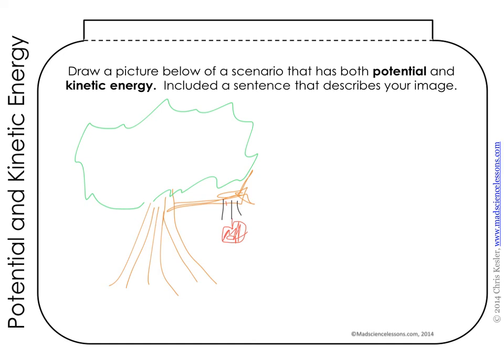In this particular picture, I am showing both potential and kinetic energy. I'm showing the potential energy because the apple hasn't quite hit the ground yet, so it has height. And then it has kinetic energy because it is starting to fall to the ground, so it does have some motion. So if you look at this apple as being in midair, that is an example of potential and kinetic energy. And as the instructions say, include a sentence that describes your image, so let me do that real quick. And there you have it, an apple in the process of falling from a tree.